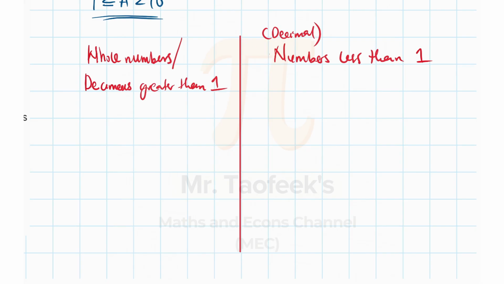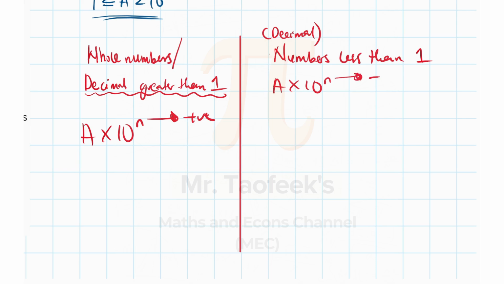So all whole numbers or decimals that are greater than 1, that's the first part. Whenever you're dealing with whole numbers or decimal numbers that are greater than 1, the formula is a times 10 to the power n, and this n will always be positive. But anytime you are dealing with a number that is less than 1, then this n will always be negative. That's all you need to remember.